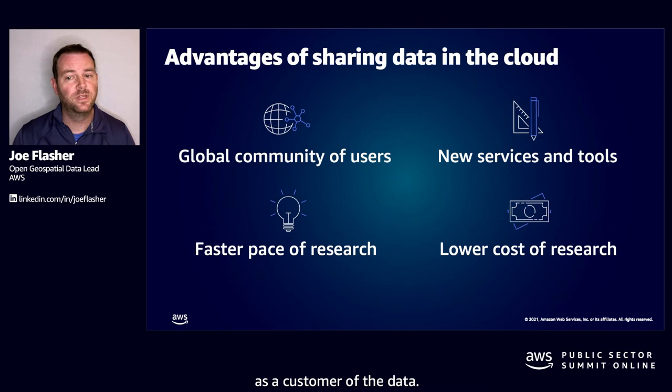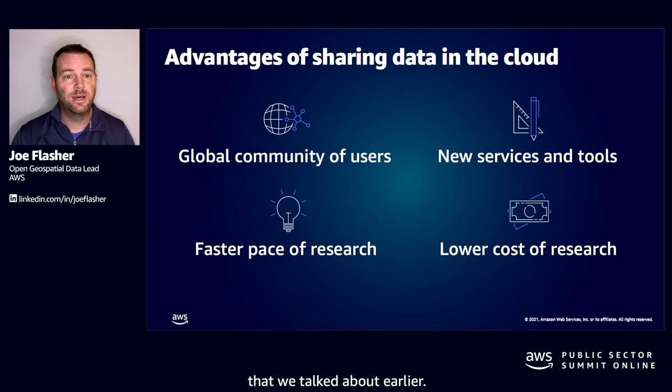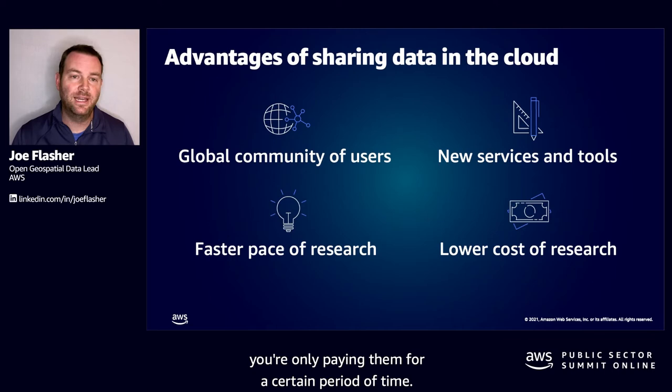The other two that I have here around faster pace of research and lower cost of research are really just talking about how it takes you getting rid of those acquisition issues that we talked about earlier, right? Storing a copy of the data or even having to have large compute assets around to work with the data. Of course, don't forget that one of the advantages of the cloud is that you only pay for what you use. So if you have compute resources that you're only using for a certain period of time, you're only paying for them for a certain period of time. And all of this lets you work faster.